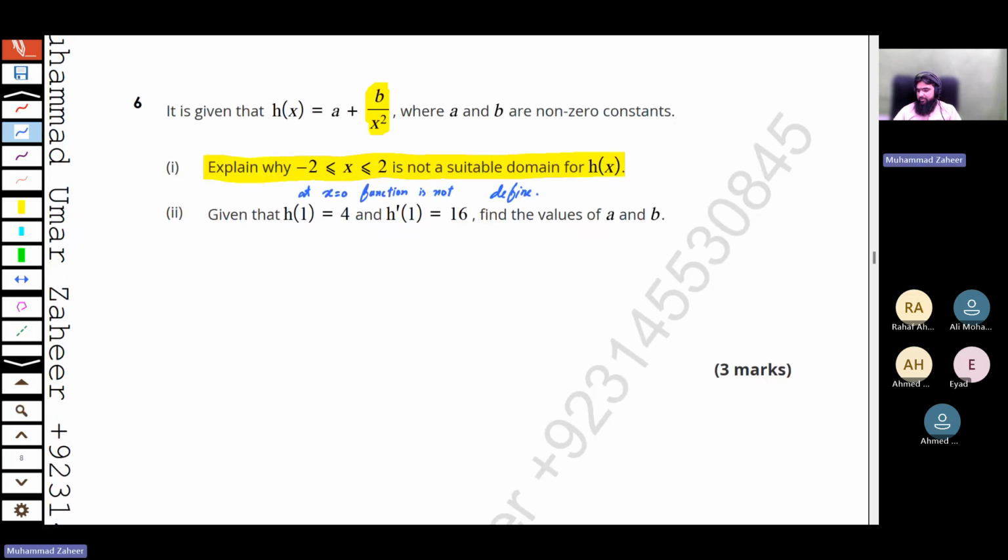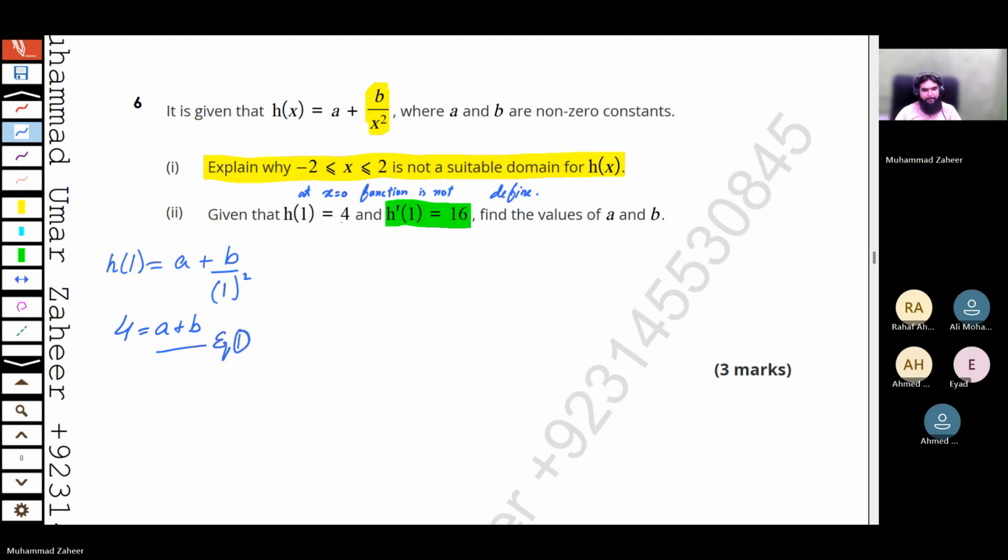Now in the next part, he says that given that h of 1 is equal to 4 and h dash of 1 is equal to 16. Now here we have a derivative. So h of 1 is equal to 4, so substitute 1 in place of x in a plus b divided by 1 square. I'm going to get h of 1 is 4. So 4 is equal to a plus b. This is my equation 1.